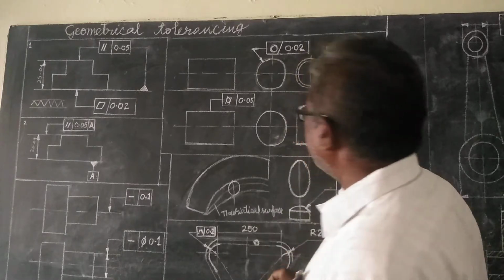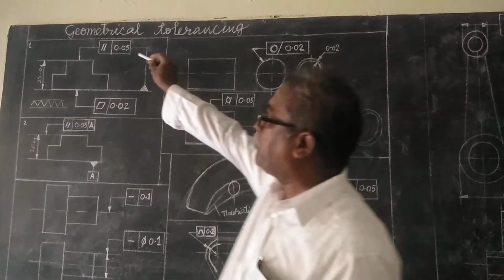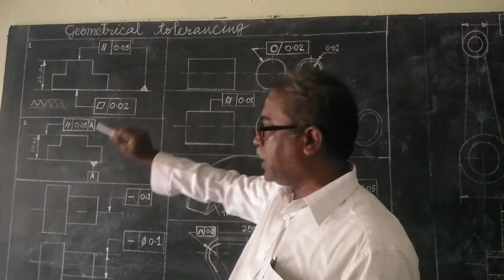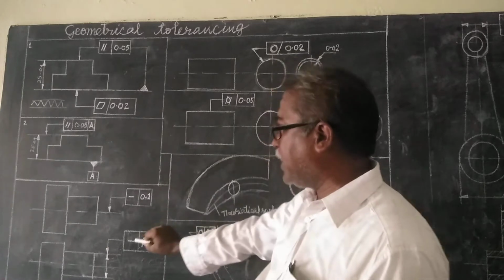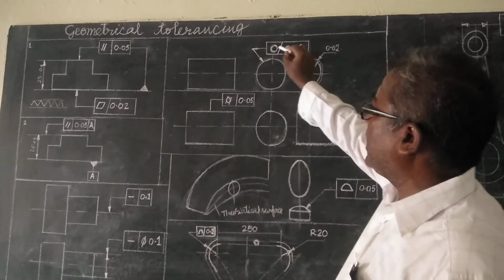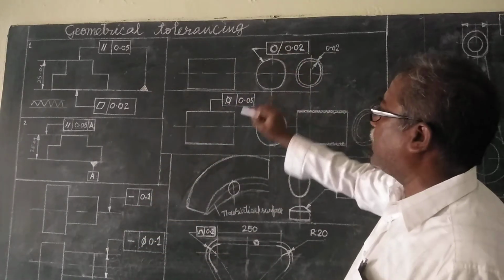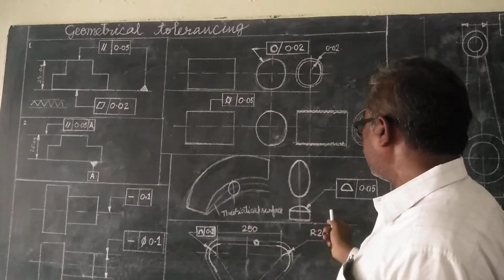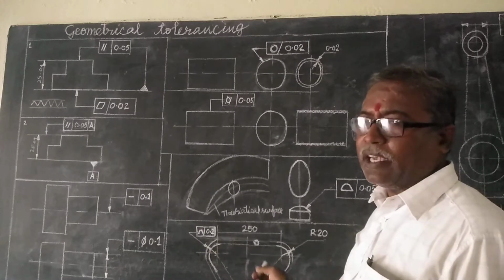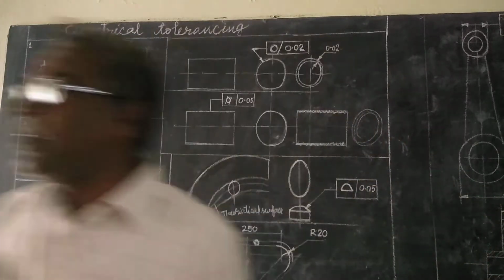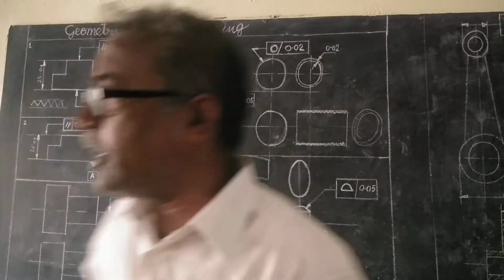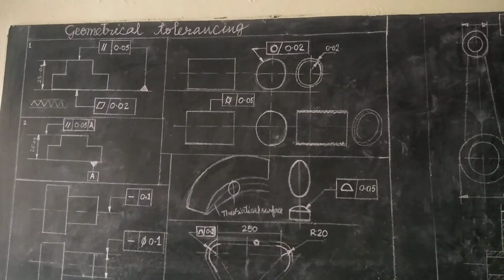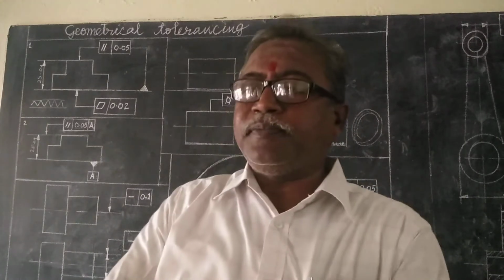So these are the symbols. What we discussed? Parallel, then flatness, here also parallel, straightness, then roundness or circularity, then cylindricity, then profile, surface and profile. That means we can see that line surface and this surface. Then next one we are going up to here.